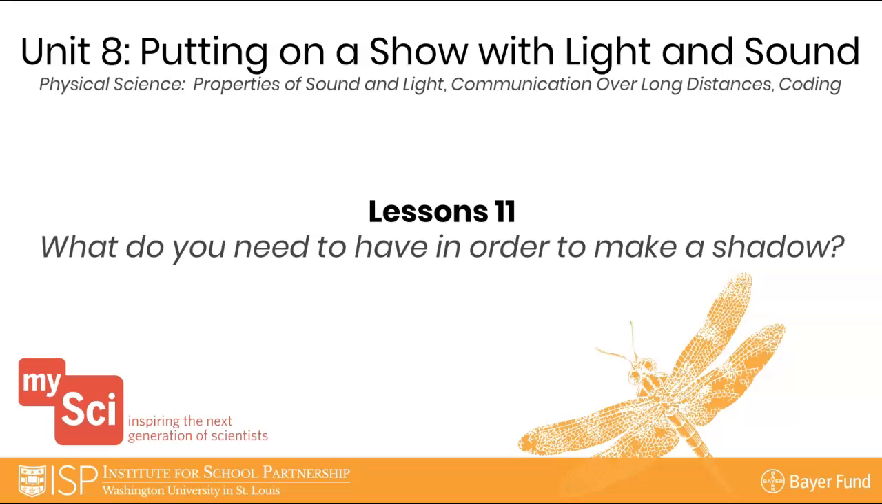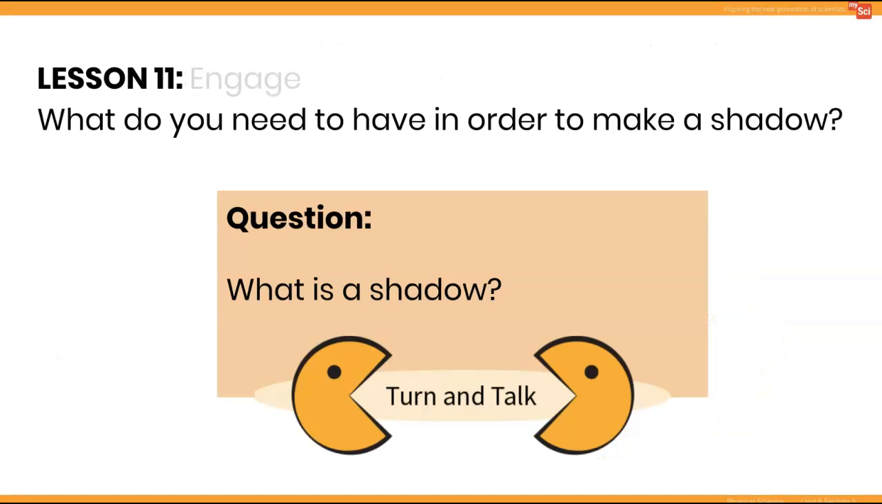Students figure out that some materials allow light to pass through them. Others only allow some light to pass through them. And other materials block all light, and they create a dark shadow on any surface beyond them, where the light cannot reach.